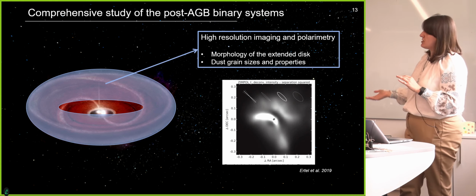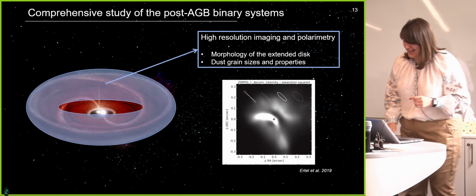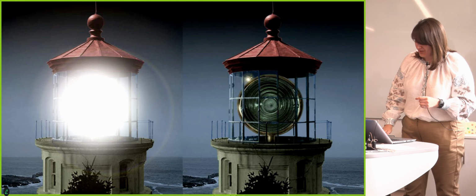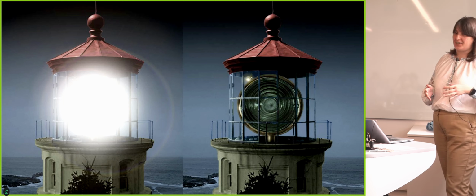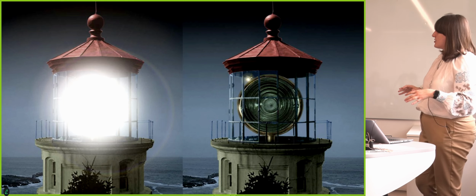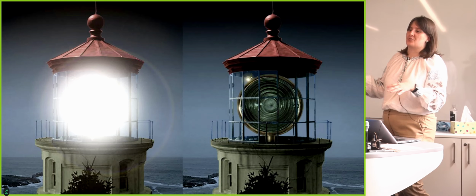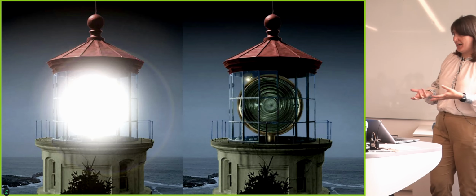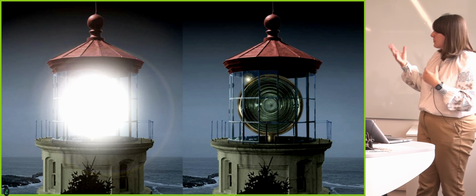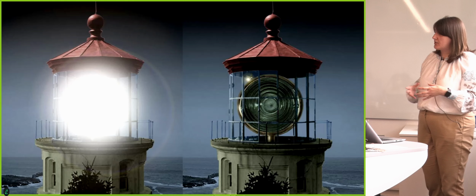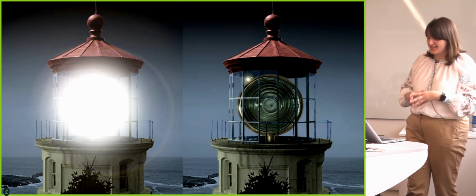However, it's not the case for all of the systems, obviously, and when the system is oriented differently, when the disk midplane is not blocking the star, it comes to the situation where we try to image a firefly next to a lighthouse. So we need to somehow block the light from the central star or suppress it in order to resolve the structure of the disk and study the disk itself.